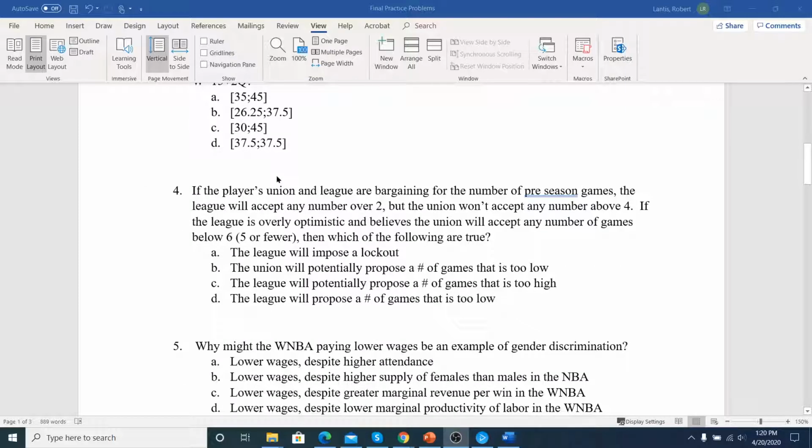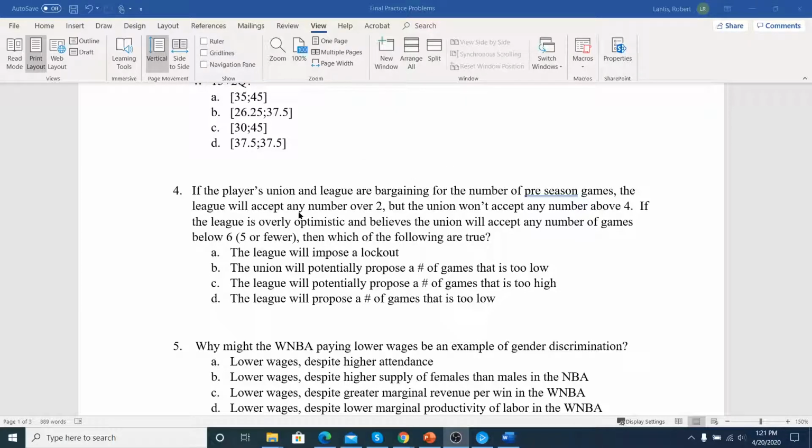Number 4, if the players' union and the league are bargaining for the number of preseason games. So maybe on an exam, to make 3 and 4 into short answers, I would have them be related. So instead of switching to the number of games, I would have it be they're bargaining for rookie minimums, or, I don't know, maybe player caps or something like that. But it all works the same.